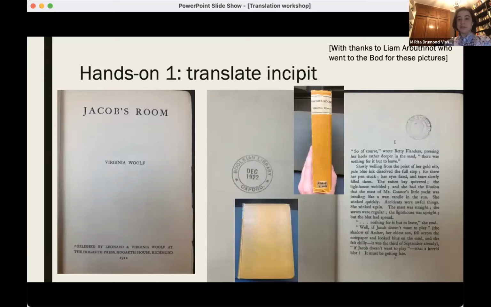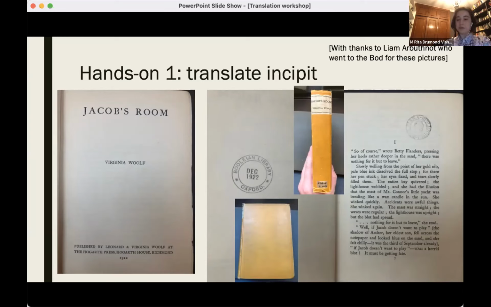So this was the hands-on activity that we did during the workshop itself. I did not know of what Ben just posted on the chat. I didn't know that MAP had the first edition of Jacob's Room digitized. So I actually had to ask a friend from Oxford to run to the board and grab me pictures, because I wanted people to choose a source text, the copy text for the translation itself. So this is what we worked on for our various translations.